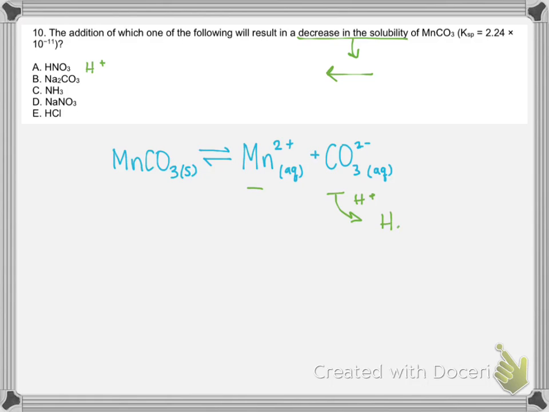to make carbonic acid. And so that's pulling carbonate out of the reaction and sucking it into more of an acid-base equilibrium, removing it from here. Removing carbonate ions from this balance would lead to a shift to the right, and that would be increasing the solubility. So that one wouldn't be the answer. And for the same reason, E is not going to be the answer.